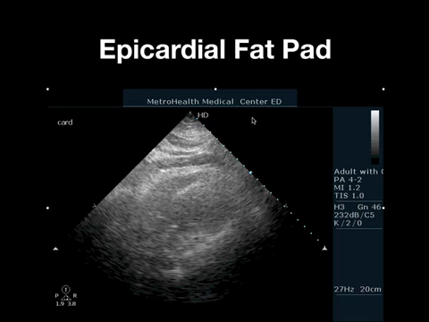So what's going to trip you up on this window? Basically anything that gives you an anechoic or echogenic space around the heart is a potential pitfall. Here's an example of a patient that has an epicardial fat pad.